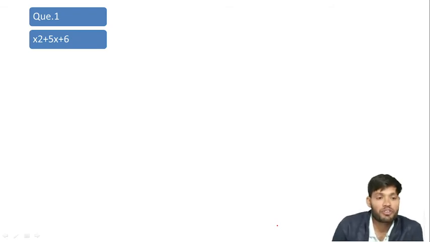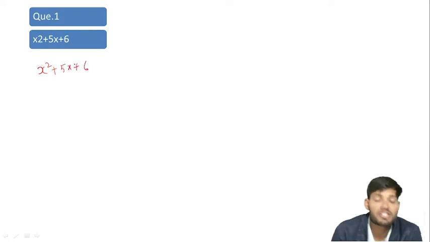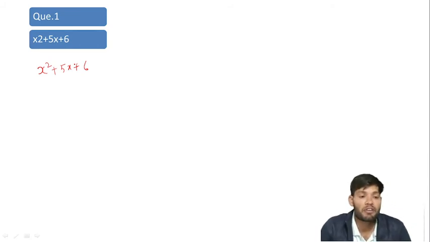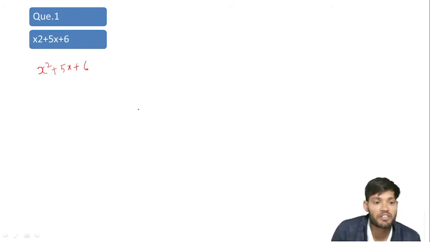Now question number one: find out the factors of x square plus 5x plus 6. How can we write the question here? x square plus 5x plus 6. What is this? This is a quadratic equation. Why? Because the maximum power of the equation is 2 and no more power than 2. So this is known as a quadratic equation. What will be the factors of this expression?